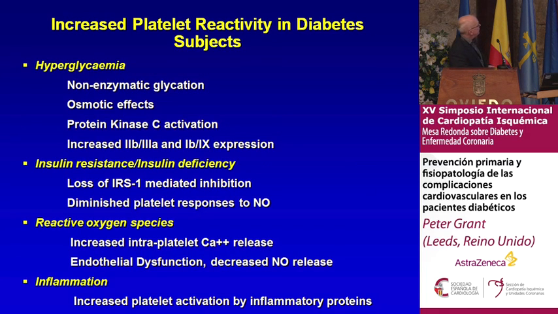The platelet has a very important role in the final phenotype, as I showed in the cartoon. There are multiple pathways that are abnormal in people with diabetes. So hyperglycemia has effects on platelet reactivity, and insulin resistance, reactive oxygen species, and inflammatory proteins themselves all affect the platelet reactivity.